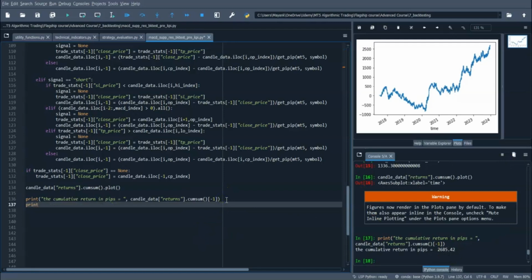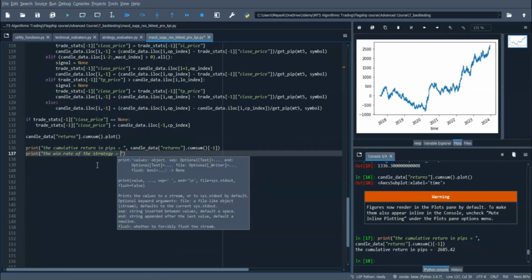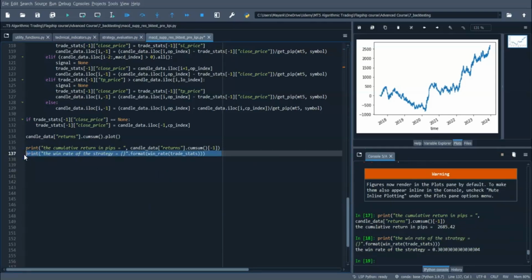Now print the win rate of the strategy is equal to placeholder dot format. We have already imported the win rate function. Simply pass trade stats. Alright, so if I run this, we have already seen this, 0.30. You can round this to whatever decimal place, or if you like percentages, you can multiply it with 100 and then round it. I'll leave that to you.